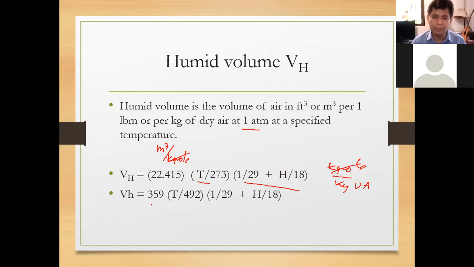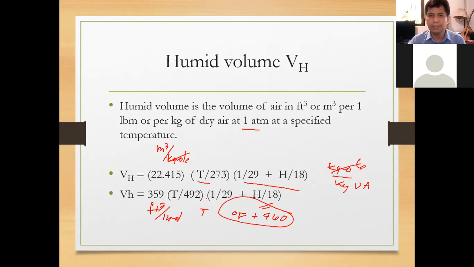Yung 359 dito, ganun din, this is cubic feet per pound mole. And then ganun din yung logic. Ito Rankine lang to. Actually, you can use T over 273 right here, as long as the temperature is in Kelvin. Dito naman, this is supposed to be in Rankine. Yung T dito, syempre, degrees Fahrenheit plus 460. Huwag niyo itong kakalimutan. Hindi kayo mag-a-add ng 492, ha? Kasi ito yung conversion ng degrees Fahrenheit to Rankine.